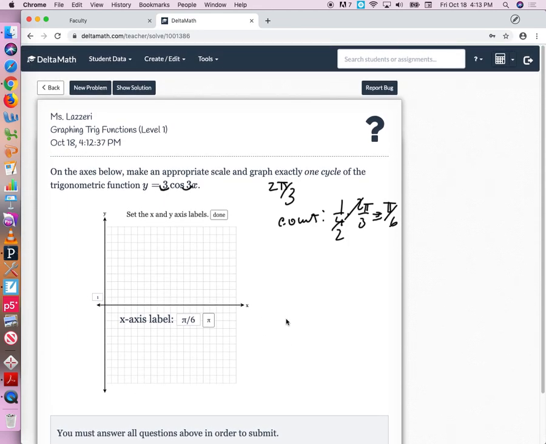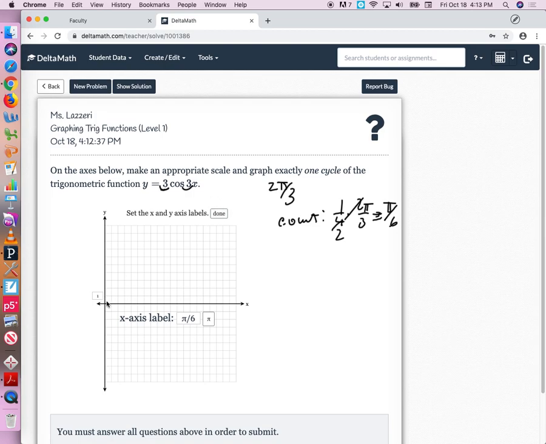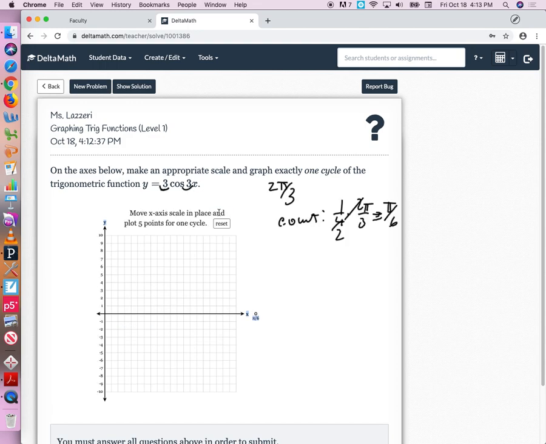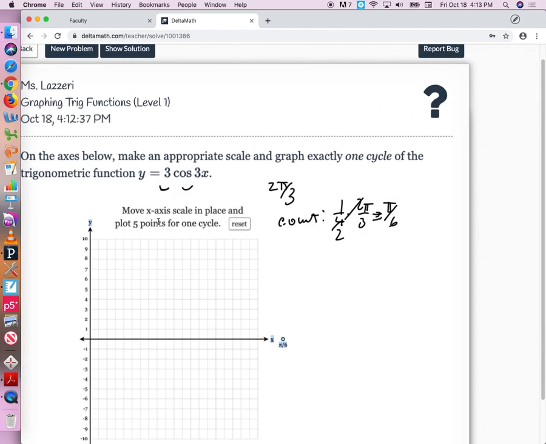And then I should be able to graph it. All right, so move the x-axis scale in place. I'm counting by pi over 6's. So hopefully this is going to be right. We'll see. Plot 5 points for one cycle. All right, I'm going to call this my first pi over 6. Oh, well, I don't want that there. All right, so let me see.